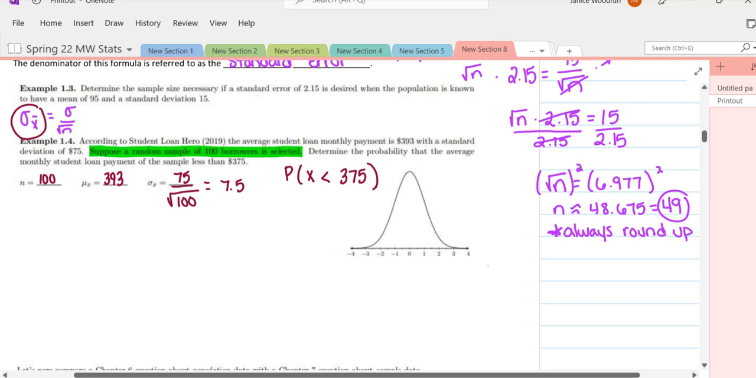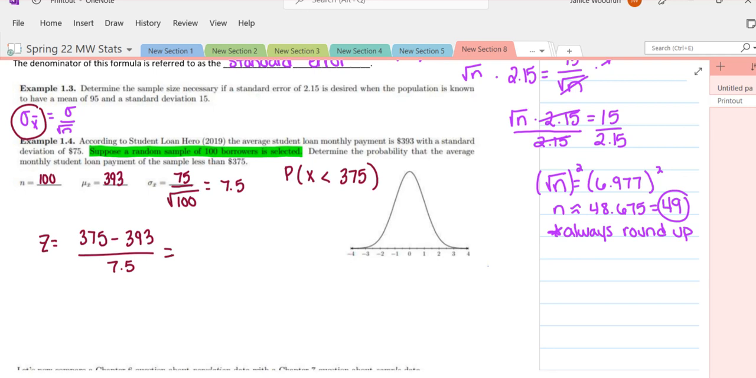So then we're going to find the z-score. So then the steps after that are the same. Find the z-score. 375 minus 393 over 7.5. And that's going to give us, let's see, negative 2. No, 375, sorry. 375 minus 393 over 7.5, negative 2.4.